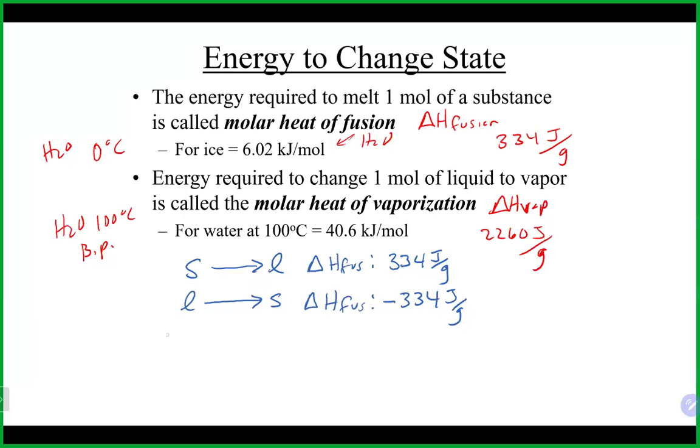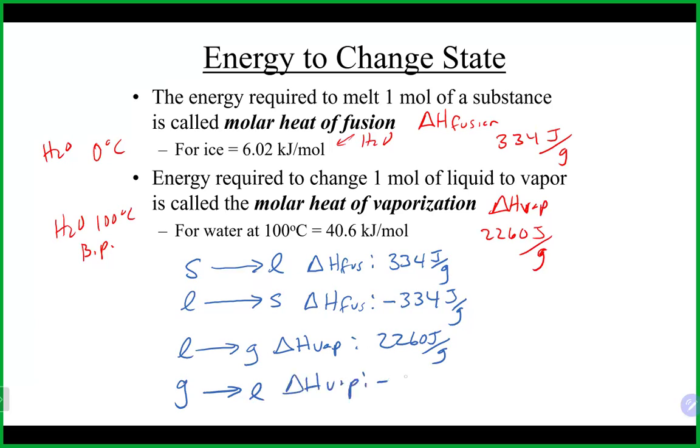Same thing with our heat of vaporization as we go from liquid to gas. That's an endothermic process, which means our heat of vaporization would be a positive 2260 joules per gram. Or if we're going back the other way, from gas to liquid, that is an exothermic process, which means it would be negative 2260 joules per gram. Also, if you want to use the mole version, 6.02 kilojoules per mole, or negative 6.02 kilojoules per mole. And obviously this would be positive 40.6.